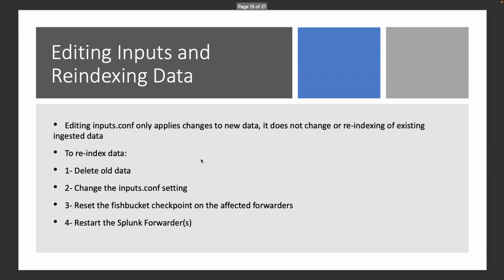Our steps to fix the data. So it says to reindex the data: delete all data, change the input.conf. So delete the old data, fix the problem in the data, and then reindex the data by resetting the fish bucket and then restart. So we're going to do that. Delete the old data, reindex the data.